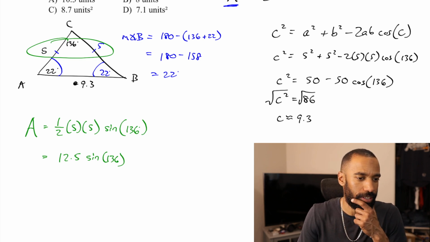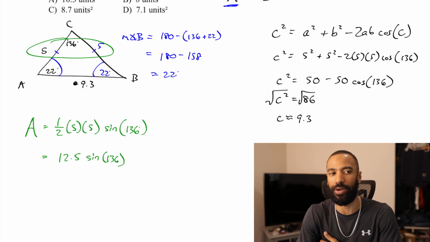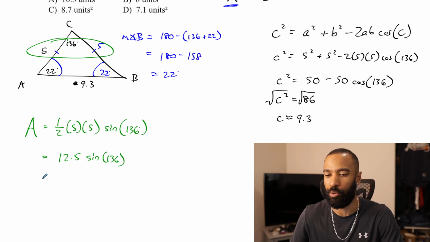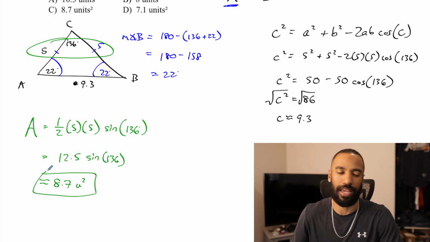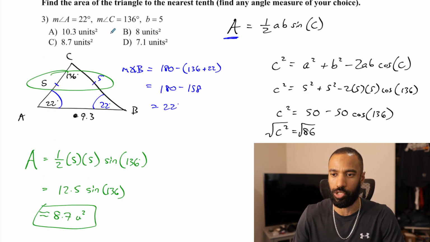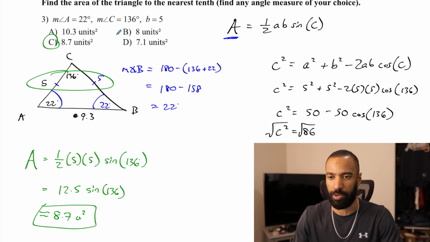All right, I'm going to do that in the calculator here. 12 point sine 136, and I'm getting 8.68, so 8.7 square units right there. That is the area of this triangle, so it's going to be C right there, to make sure it's not any of the others. 8's pretty close, but that's it.